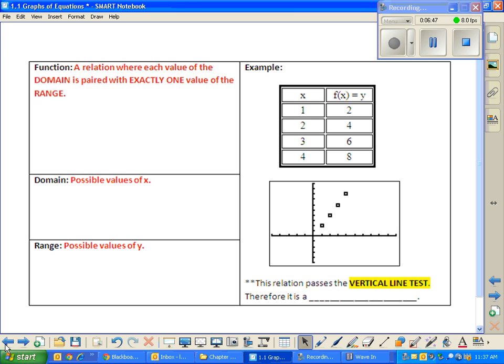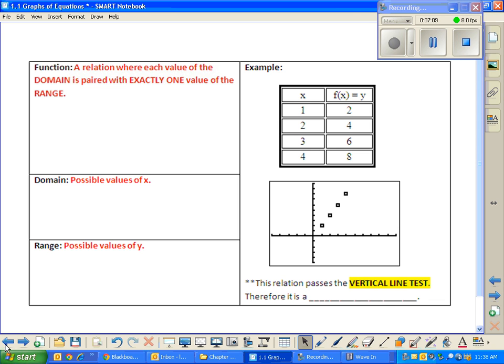And there's 2 ways to look at domain. You could look at it as x values in a t-chart, or you could look at it as the space on the x-axis that a graph takes up. So what you're going to see here off to the side is a t-chart that models this graph.